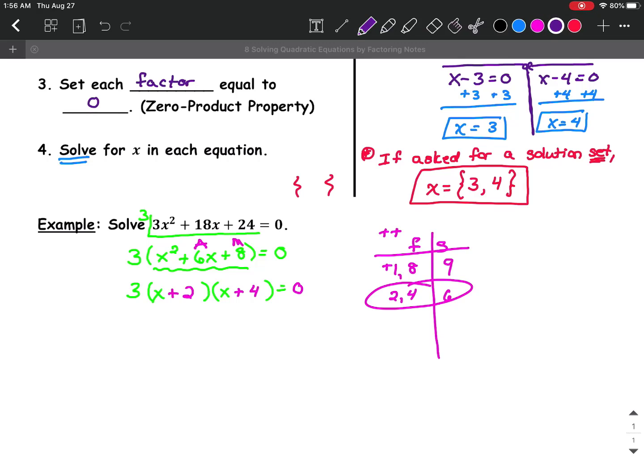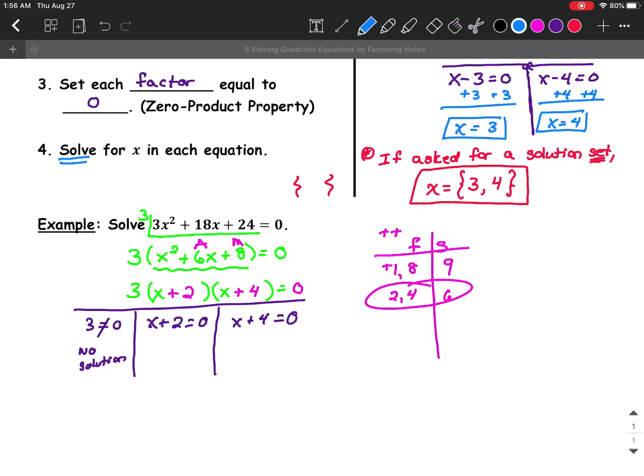All right, next step. Set each factor equal to 0. Wait a minute. Can 3 equal 0? No way. This part doesn't work. So we know that's not the one that's going to be equal to 0. It's all right. We still have x plus 2 could equal 0, or we have x plus 4 equals 0. So we still have 2 factors equal to 0.